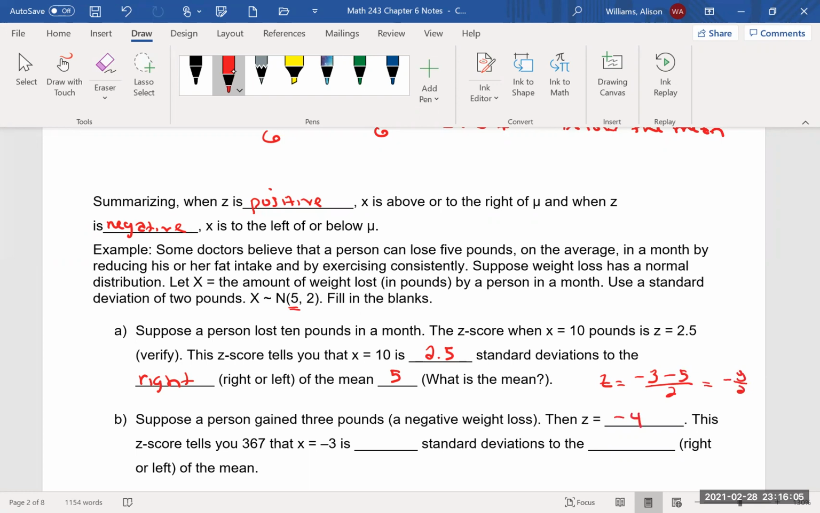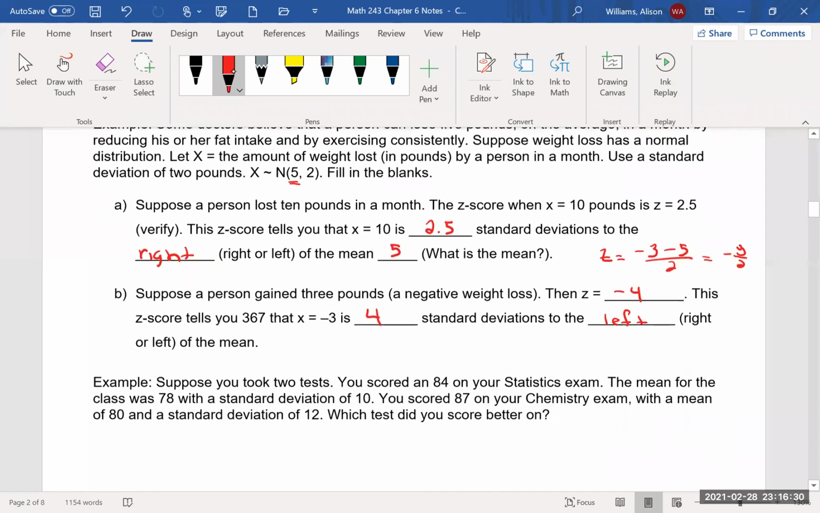So this tells us that x equals -3 is 3 standard deviations to the left. Oh, I'm sorry, 4. Just kidding. 4 standard deviations to the left of the mean. This is based on the z-score.